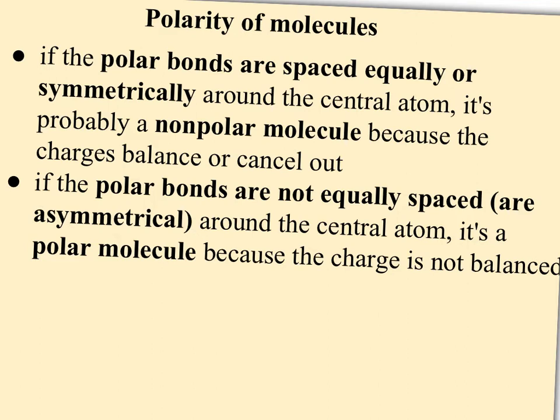The exception to this is, let's say you have carbon and you've got 3 fluorine atoms bonded to it, and then the 4th atom happens to be chlorine. That's going to throw it a little out of balance and give the molecule some polarity. So when we're talking about molecules, generally we're assuming it's identical atoms bonded to the central atom. When you have different atoms, that often is going to bring in polarity. So if the polar bonds are not equally spaced, if they're asymmetrical around the central atom, then you're going to end up with a polar molecule because the charge isn't going to be balanced. You're going to tend to have a negative end and a positive end.